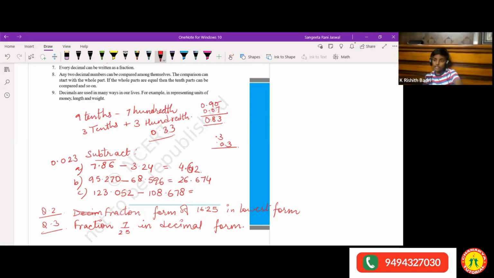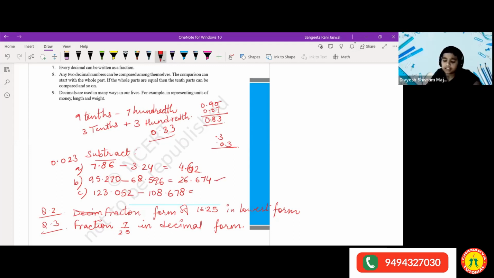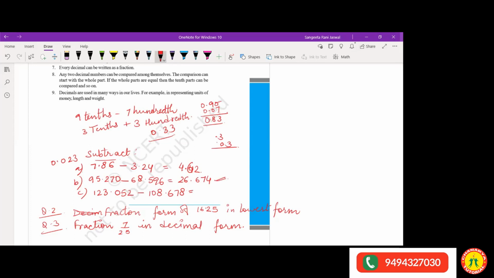Ma'am, I got 26.694. Ma'am, I got 26.674. Ma'am, I also got 26.674. I also got 26.674. So that's correct. Soumya has done correct then. Okay, tell me for the next one. Adrit will tell me the next one.